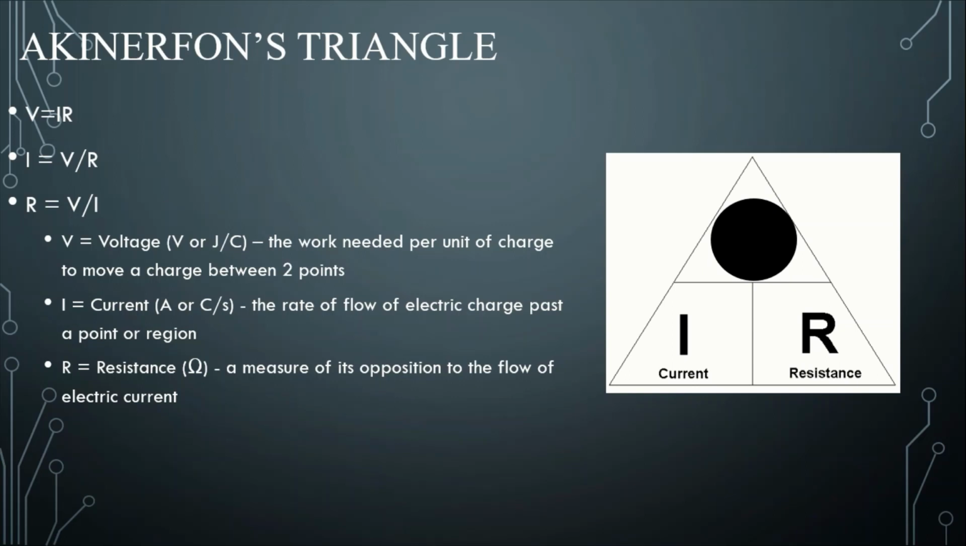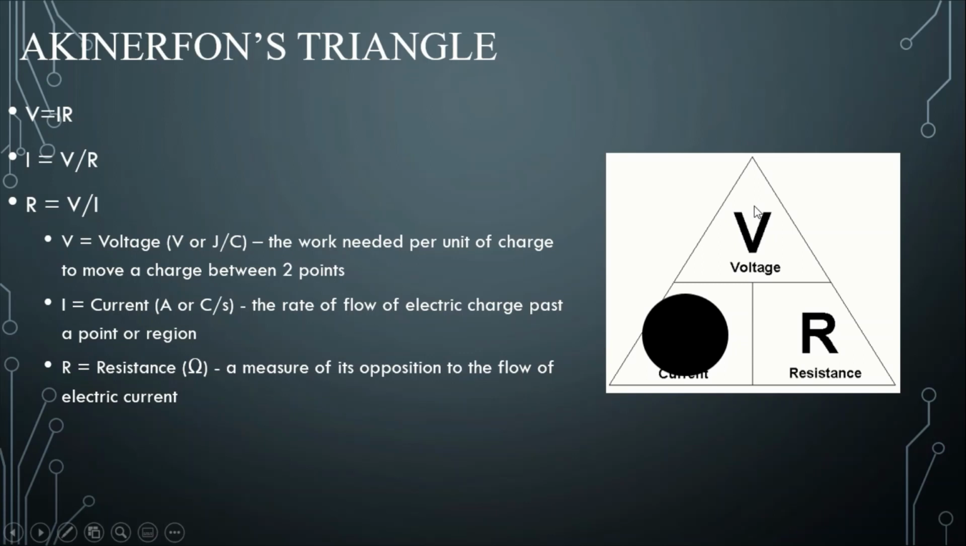And the way it works is you have voltage on top, then current and resistance. And if you cover up one of them, then you'll get the equation for it. So in this case, we have voltage covered, and so we'll have current times resistance. If we cover up current, then we'll have voltage divided by resistance. And if we cover up resistance, we will have voltage over current. And that all works.